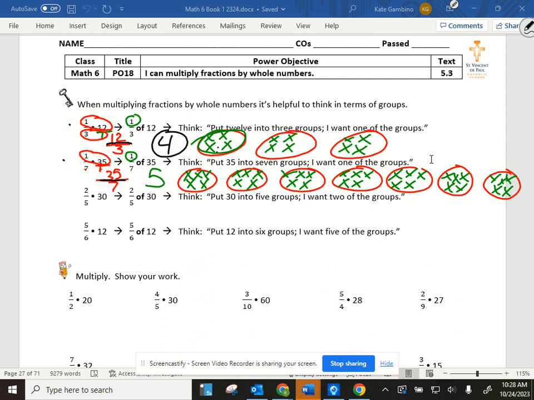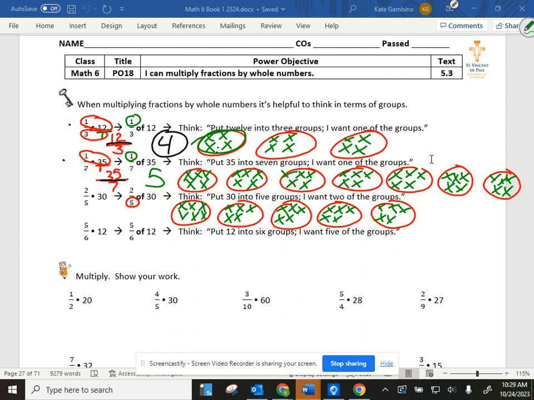Okay. So we have 2/5 of 30. So we're going to put 30 into 5 groups. So 1, 2, 3, 4, 5. Now we're going to split up that 30. 1, 2, 3, 4, 5, 6, 7, 8, 9, 10, 11, 12, 13, 14, 15, 16, 17, 18, 19, 20, 21, 22, 23, 24, 25, 26, 27, 28, 29, 30.